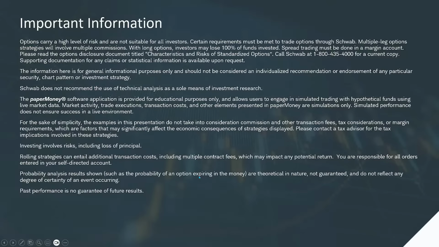Remember that options carry a high level of risk and are not suitable for all investors. The information is provided for general informational purposes only. The examples that we'll do are in the paper money software application, and we do that to provide education of how the strategies work, some good trades, bad trades, so we can learn from those. Also remember that investing involves risk, including loss of principal. That's very important to understand. There's going to be losses, okay? And that is a part of investing. Not always going to win. Sometimes things go differently than what you plan.